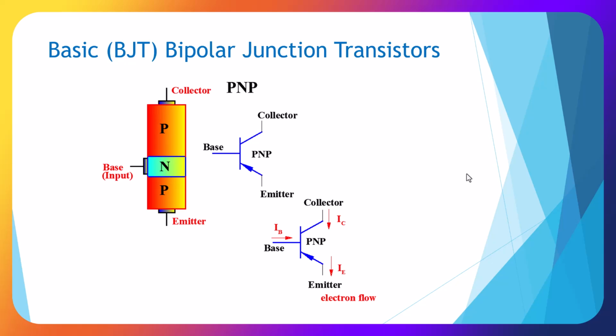Here's another BJT transistor type. This is PNP, where we have P material, N material, and P material, with the N material in the middle. We have the arrow pointing in, and the flow direction of our electrons is opposite to the NPN.